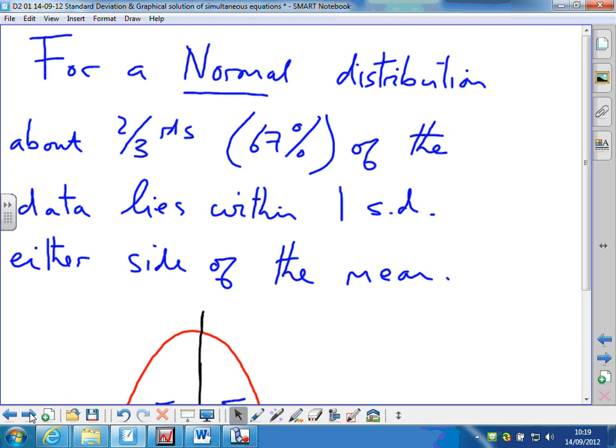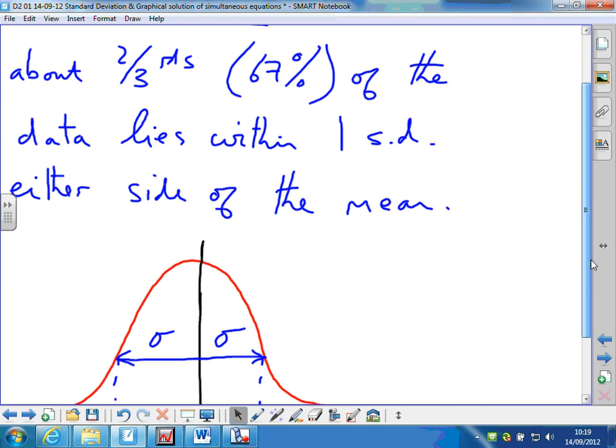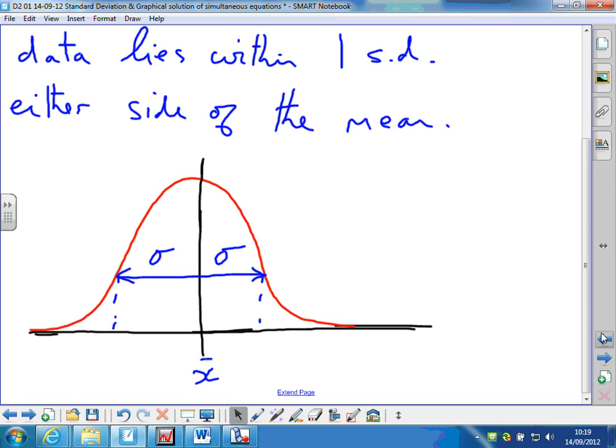So for a normal distribution, a normal distribution is one that's normal. Lots of things behave normally. In other words, if I were to plot the data set, like the one we've just been looking at, certainly when you've got a lot of data, you get this familiar bell-shaped curve, which is called a normal distribution. So this is a normal distribution.